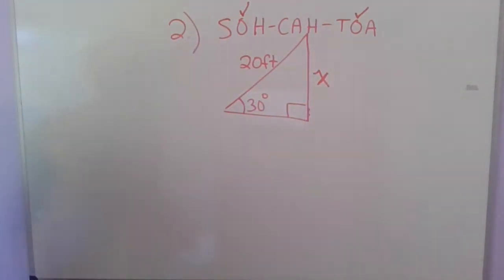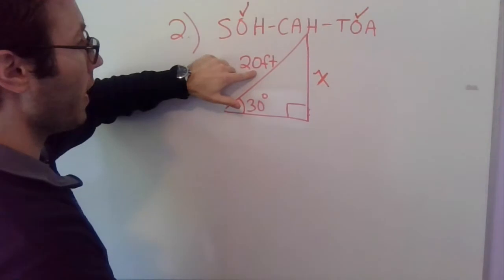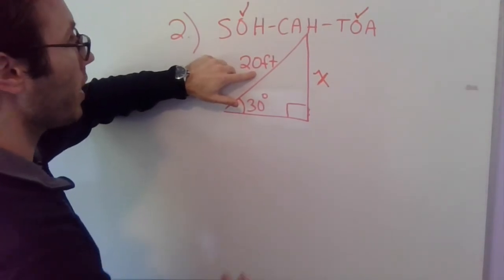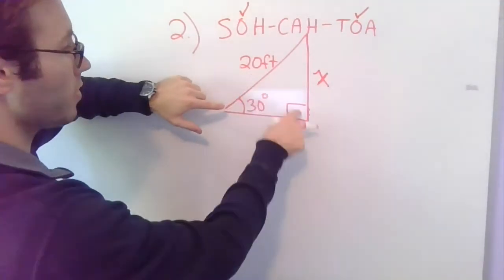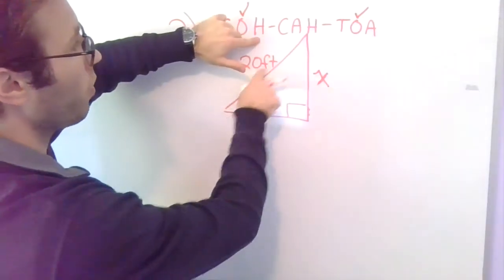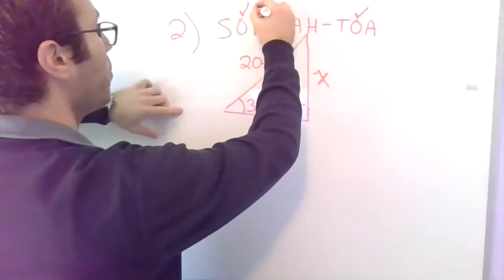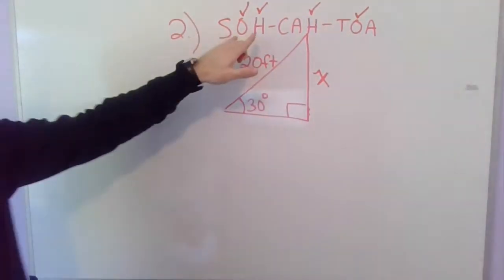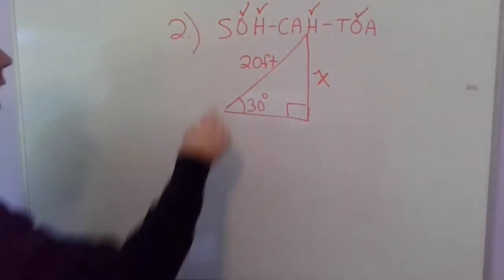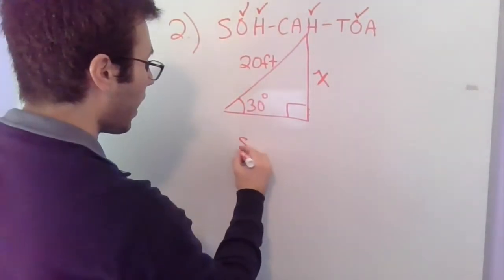I need 2. Well, this side right here, that's 20 feet. So there's 20. All right, I see this is the hypotenuse. It's opposite the 90. So there's an H and there's an H there. I put a check here and a check here. I have 2 check marks. That tells me I am going to be using sine. So I write sine.